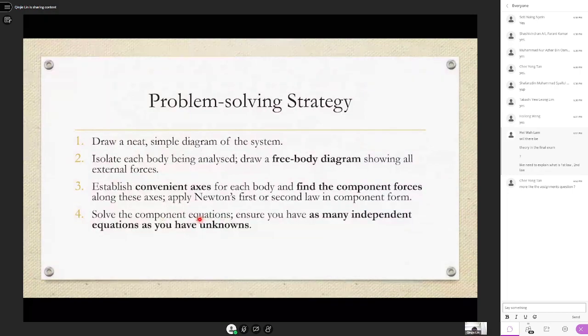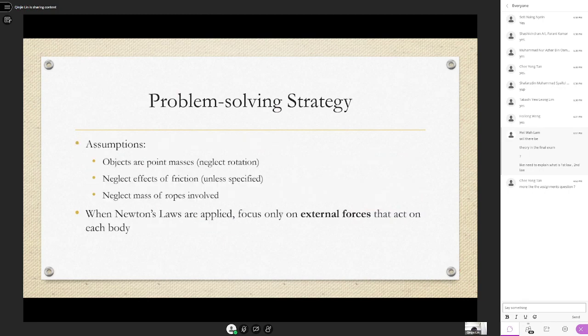After we apply them, equations will come out. So we will try to solve them. Ensure that you have as many independent equations as you have unknowns. As we know in mathematics, if we have the same number of unknowns as equations, we know the problem can be solved. So for now, we will assume objects are point masses. Remember, when we assume objects are point masses, that means we neglect rotation. Because points don't rotate.